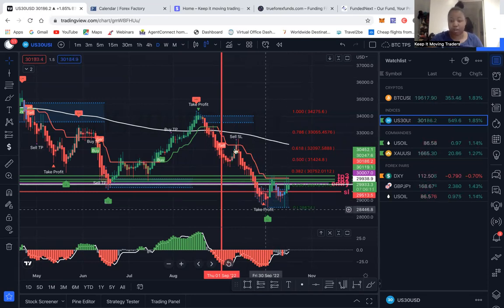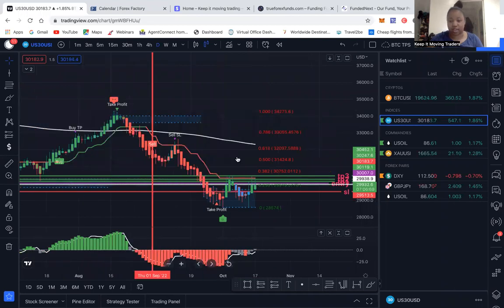Now bear in mind, we did catch this move last week. For those that were on the live session, we did catch some of this move. So that's what I was trying to get at. Now on the day, here's how we're going to win with this, guys. Once we get a buy on the day, right?